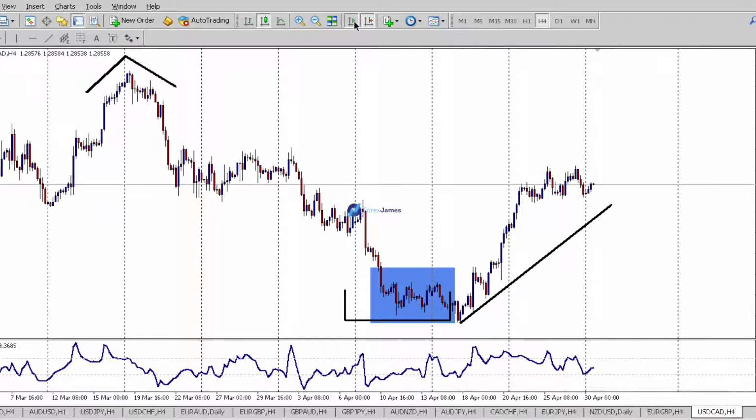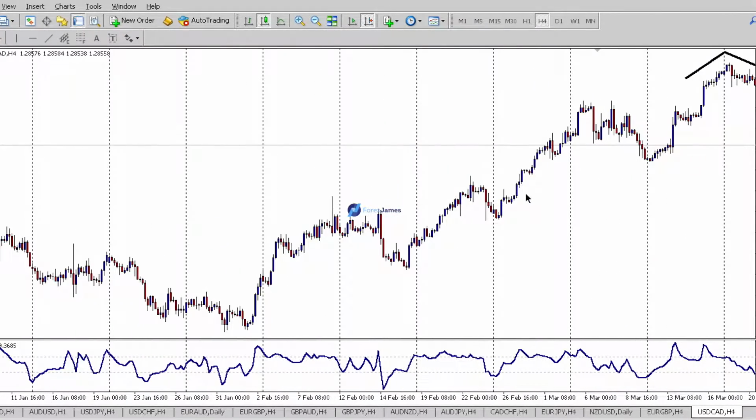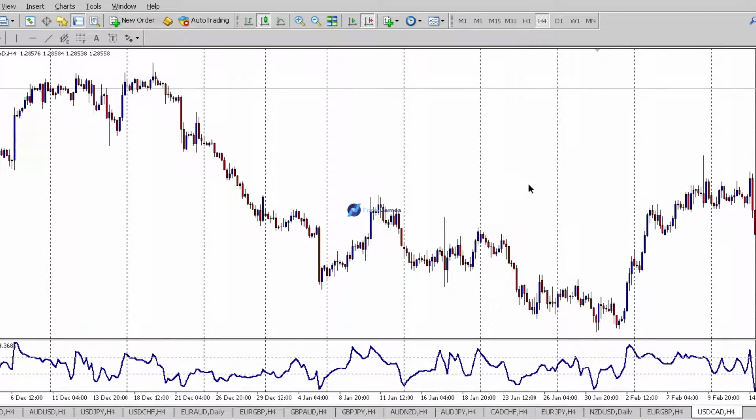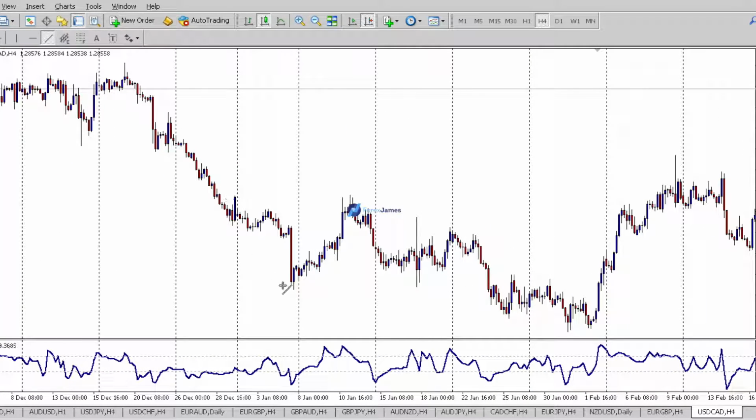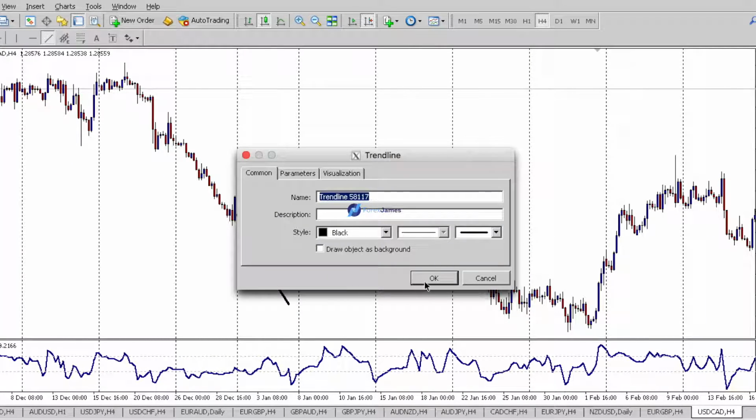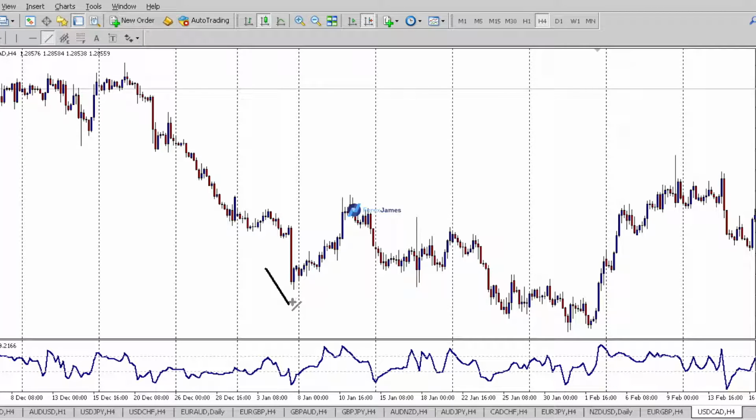Let's look at another example here. This is a V-shaped pattern. The previous one was an upside down V. This is a V-shaped pattern. The market wasted no time. It's clearly showing a new trend that's emerging. Higher highs, higher lows.